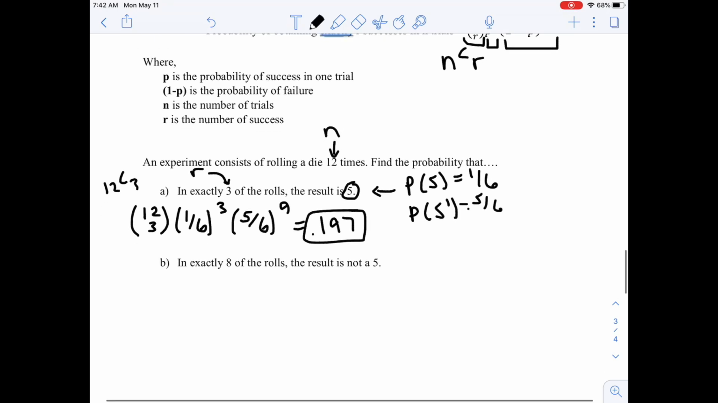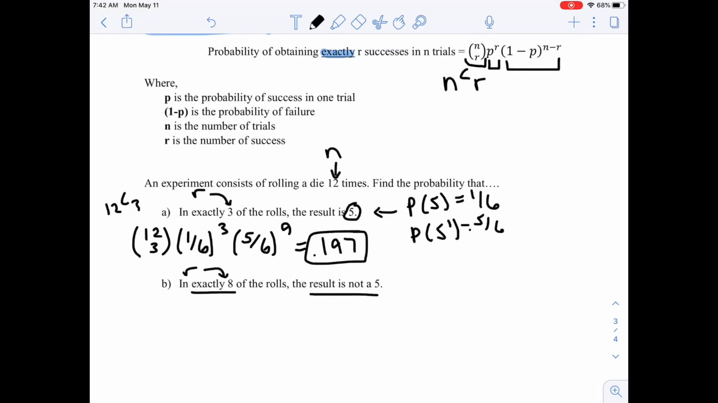Going back up to the top, an experiment consists of rolling a die 12 times. Find the probability that exactly 8 rolls have the result not a 5. So here's our new r. Now, we got to be careful with this. This is how many times we want, 8 of these. If we want 8 of this one, then we'd only want 4 of that.